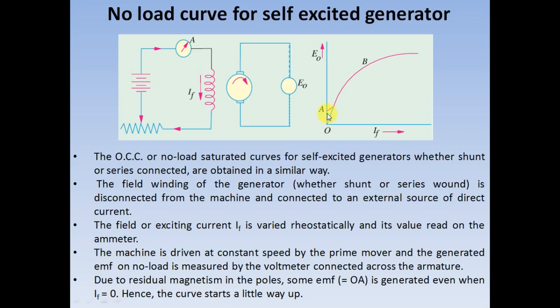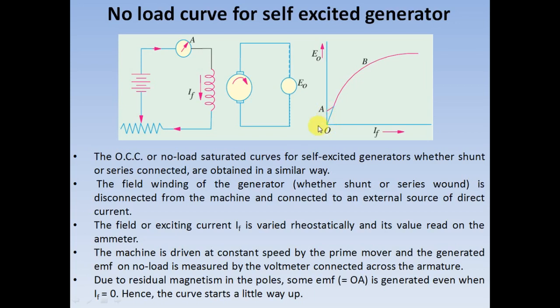This is possible due to the presence of residual magnetism in the poles. This residual magnetism is actually a small amount of magnetic field which is present in the iron cores of the shunt fields even when the generator is at rest. It is in fact the leftover magnetism from the previous cycle of operation of a self-excited generator. So due to this residual magnetism, even when the magnitude of field current is 0, a very small magnitude of EMF gets induced, that is represented by OA.